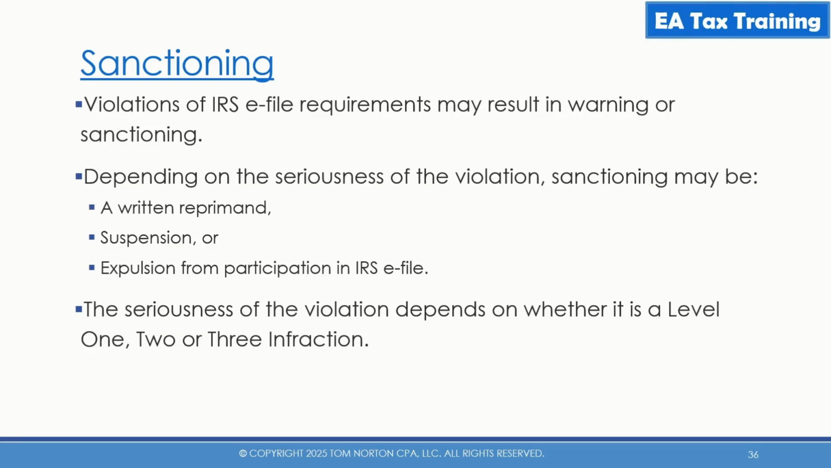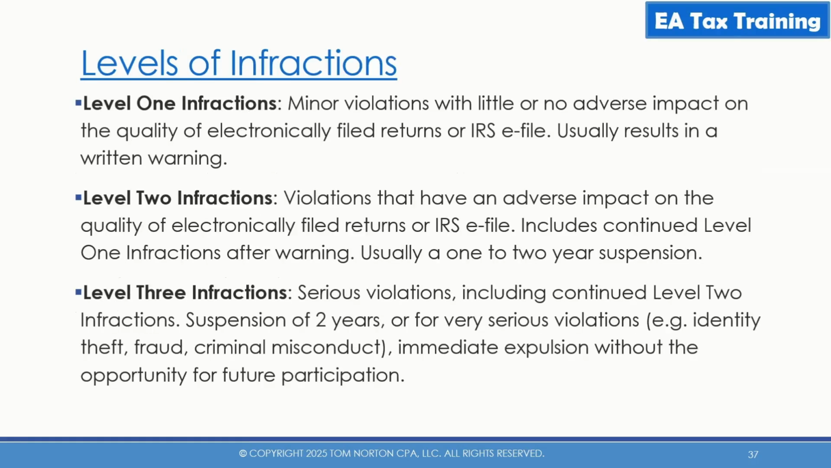Sanctioning. Violations of IRS e-file requirements may result in a warning or a sanctioning. Depending on the seriousness of the violation, the sanctioning may be a written reprimand, a suspension from the program, or expulsion from participation in the program. The seriousness of the violation depends on whether it is a level 1, 2, or 3 infraction. So you will want to know these for the exam. These are the level 1, 2, and 3 definitions.